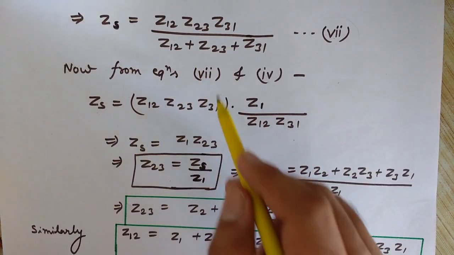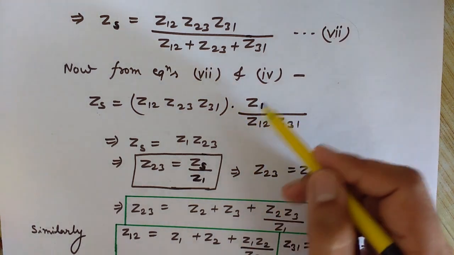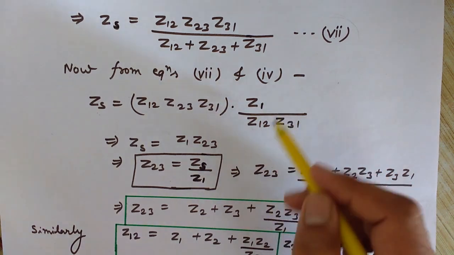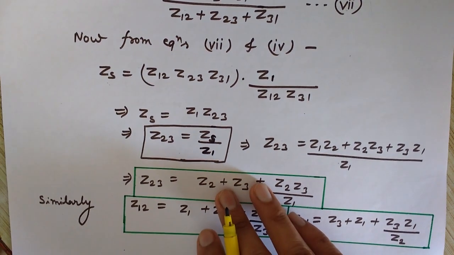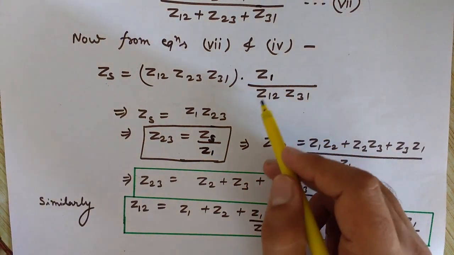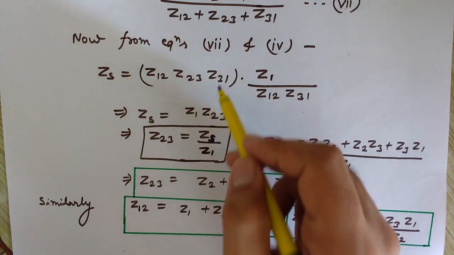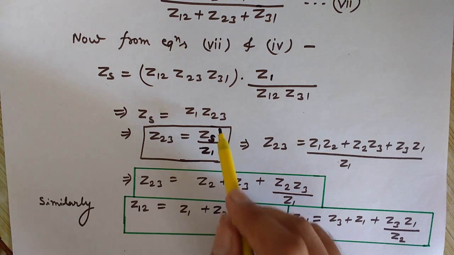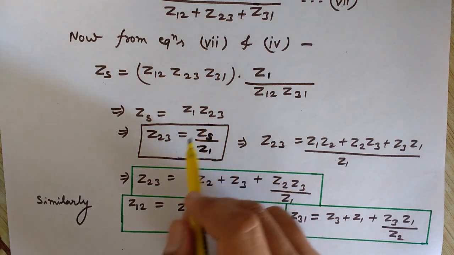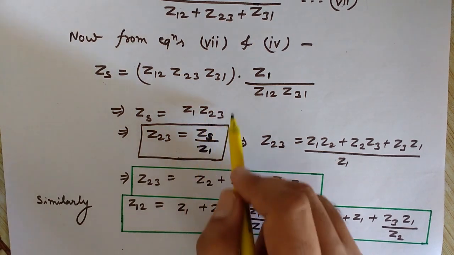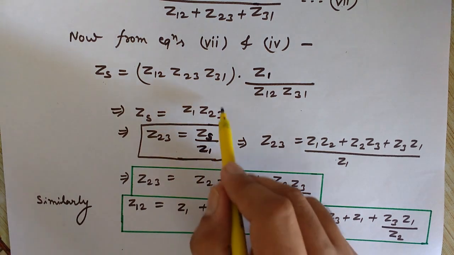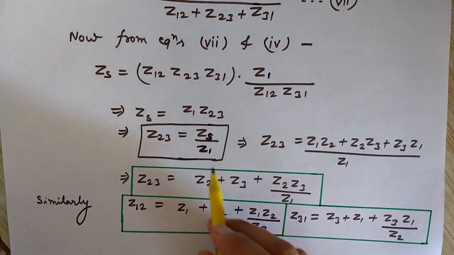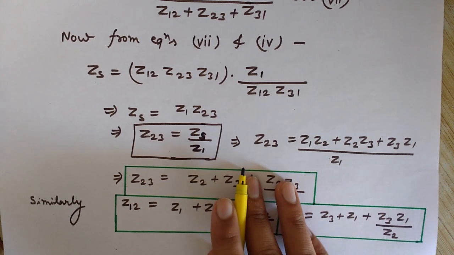It was in the denominator, so if you multiply it, it will change. The numerator will go into the denominator, so it is Z1 by Z12 Z31. This has been replaced. So just this part cancels out, Z12 Z31 cancels out, and we have Zs equals Z1 into Z23. Okay, you can rewrite it as Z23 equals Zs by Z1. Take it to this denominator. Okay, so we have found out this.